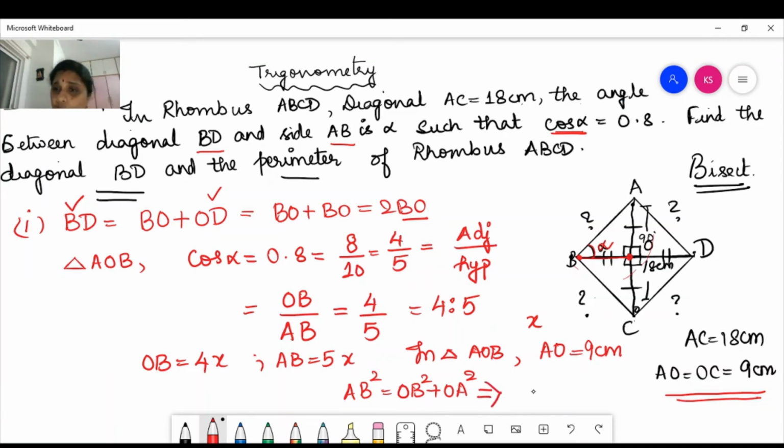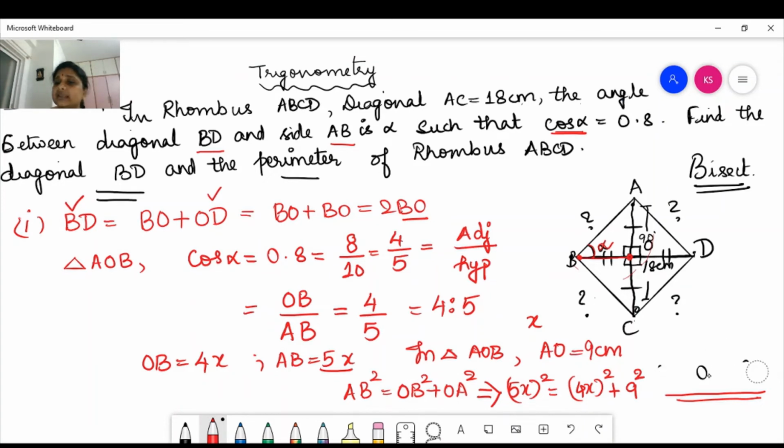So AB square, that's nothing but 5x the whole square, is equal to OB square, which is 4x the whole square, plus OA square. OA square is 9 square, right? So from this we will try to find the measure of x. Let's see how to do that. So this implies 25x square is equal to 16x square plus 9.